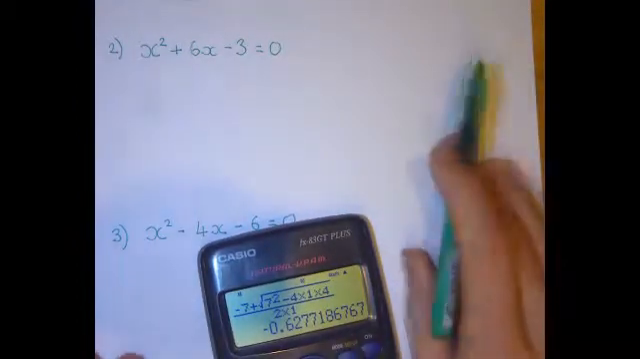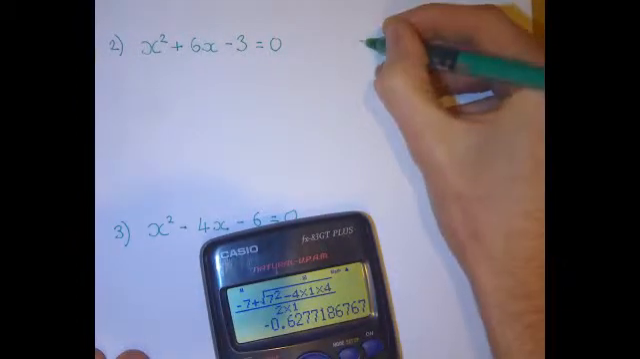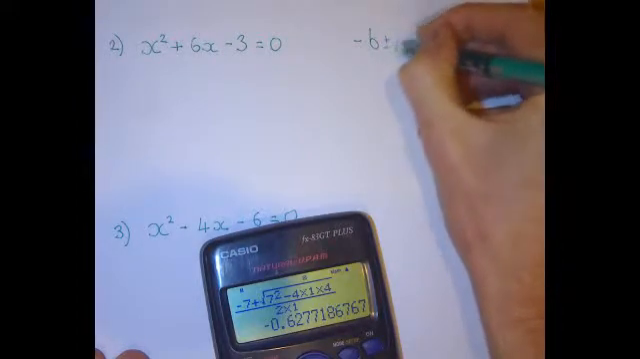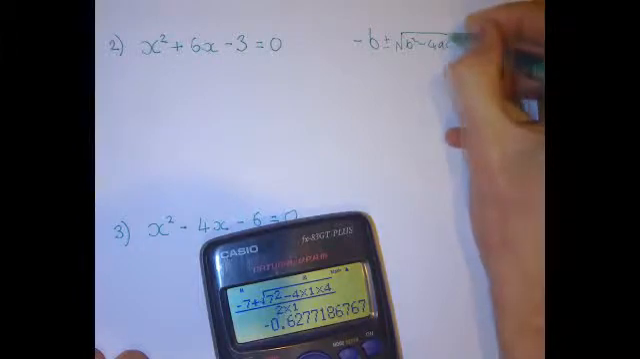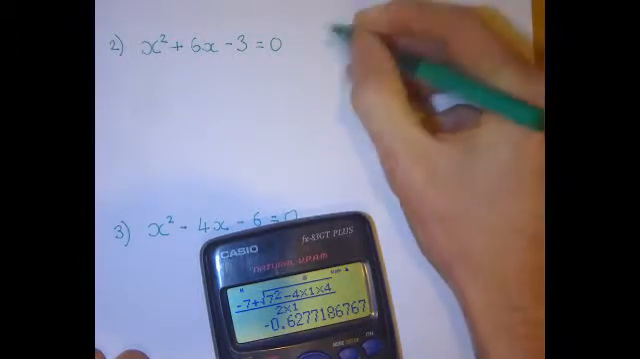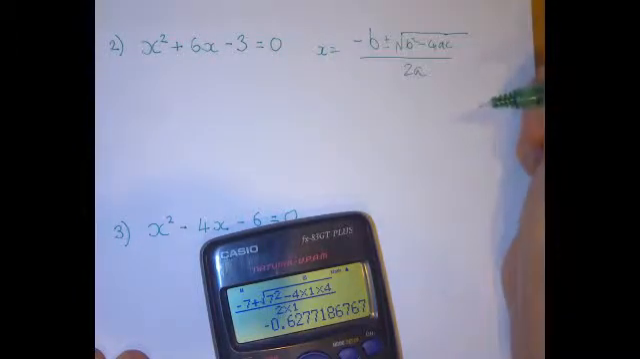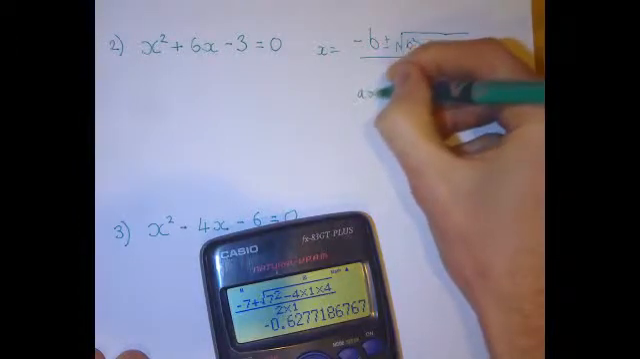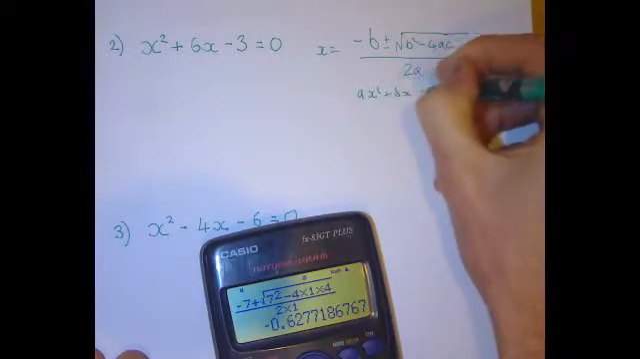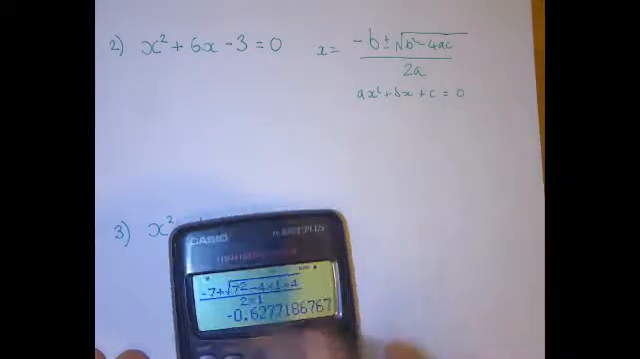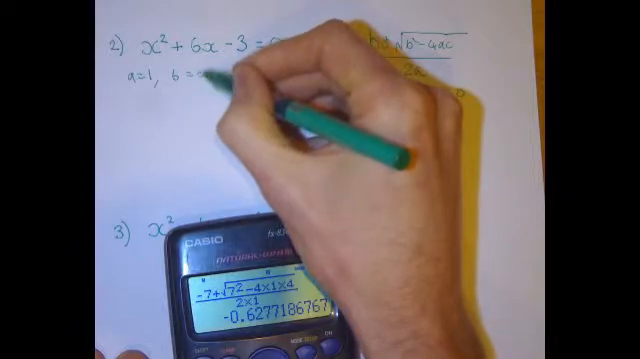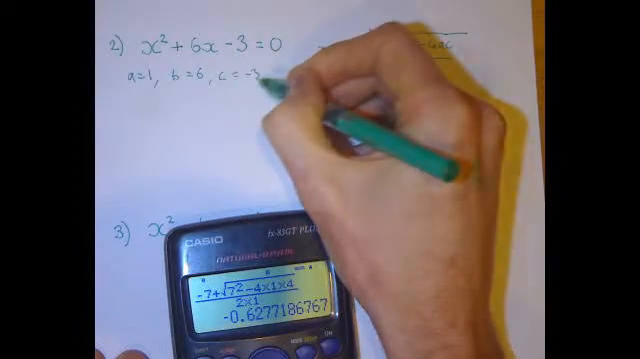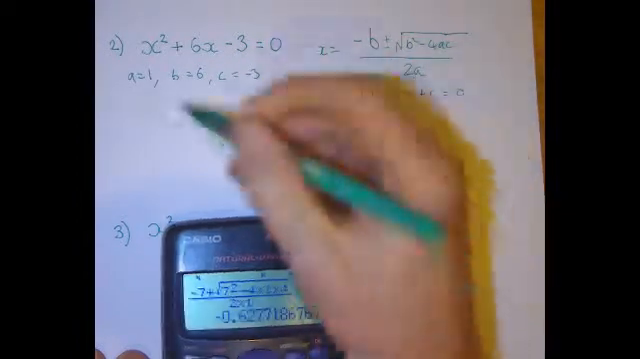Okay. So again, I know I'm going to use the formula, so it's minus b plus or minus the square root of b squared minus 4ac all over 2a, and that's what x equals. And that's for ax squared plus bx plus c equals 0. So let's find out my values here. A is 1 again, b is 6, c is negative 3.